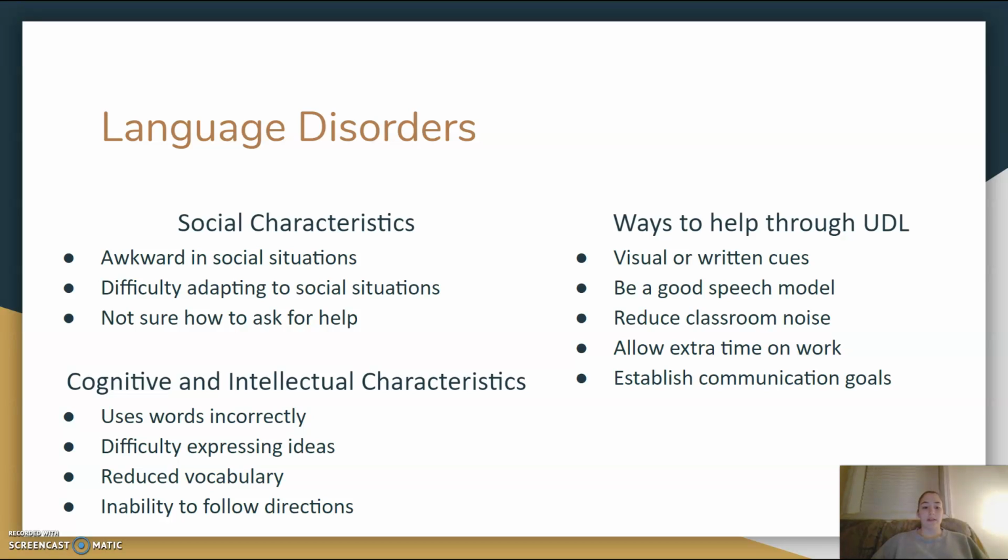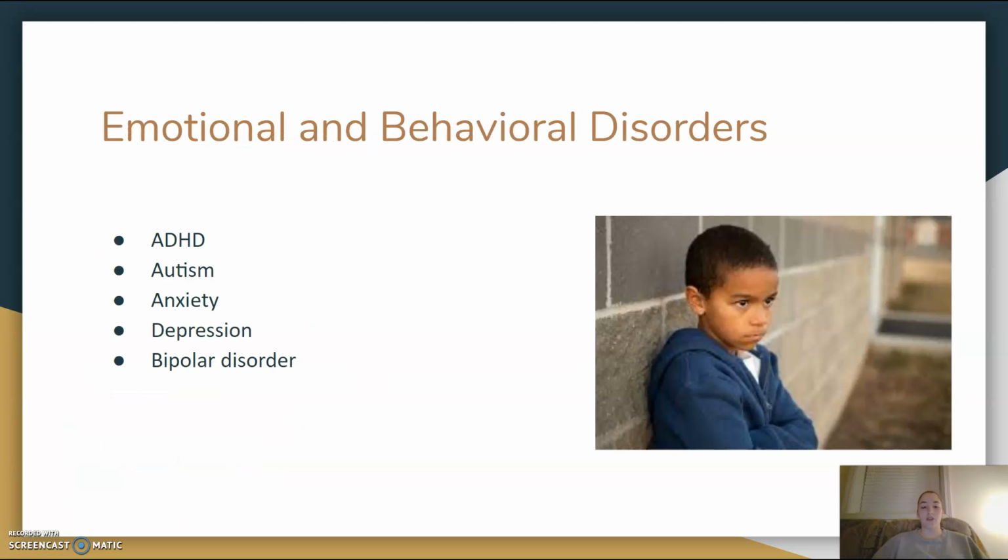Language disorders, they might have difficulty adapting to social situations, or they might not be sure how to ask for help. They tend to use words incorrectly. They have poor grammar, and they have a slightly reduced vocabulary and other things like that. And once again, just provide visual or written cues. You need to be a good speech model yourself. Use correct grammar, concise language, stuff like that. Reduce classroom noise, and establish communication goals.